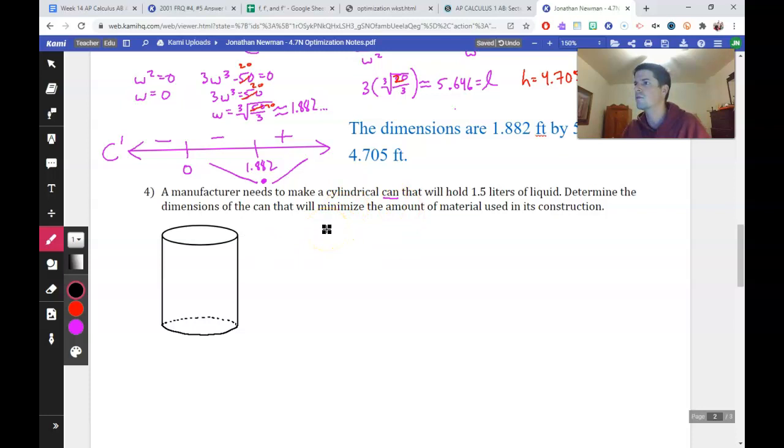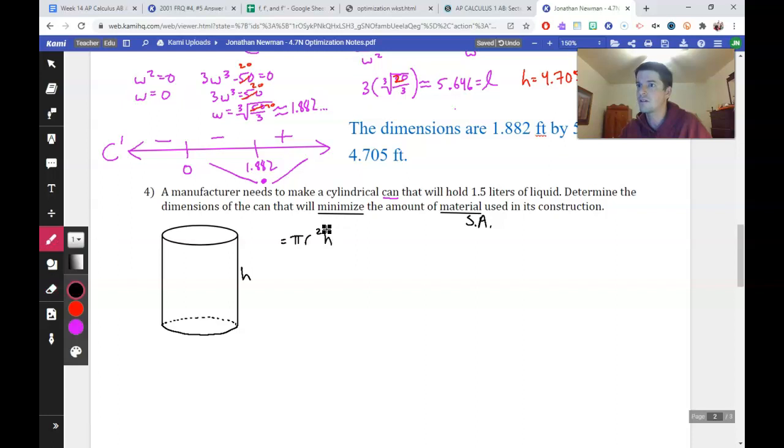So we know the volume is going to be 1.5 liters. Determine the dimensions of the can that will minimize the amount of material. So we're minimizing this time. And the material, again, that's going to be surface area, right? Things I need to know, and of course these will be given to you on the test and on the AP test, but it's just helpful to know: anytime you have volume, it's just base times height. If I have this as the height, then volume is going to be the base, which in this case is a circle, so you should know the formula for the area of a circle, times height. So volume is pi r squared h.